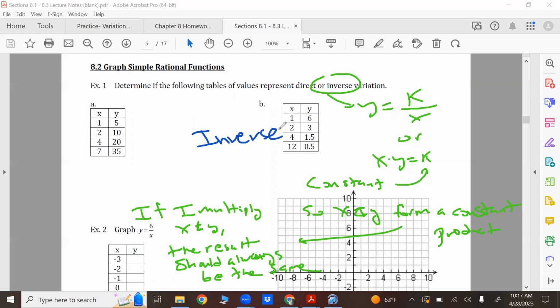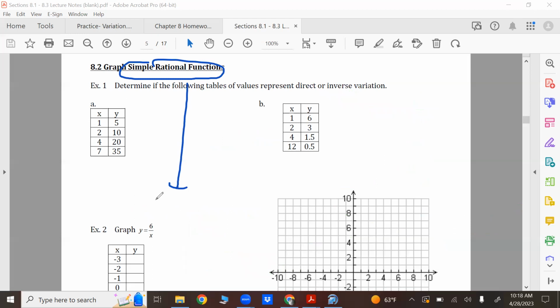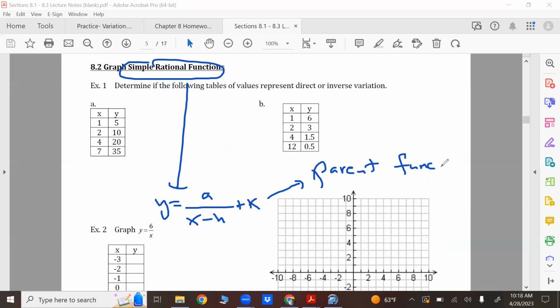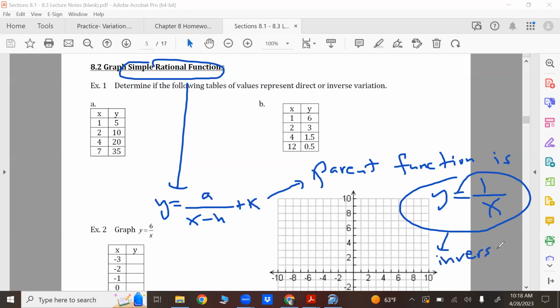Okay, what we're going to do today is graph inverse type relationships. That's what we're doing today. So a simple rational function, and can I clear? Okay, a simple rational function looks like this. Y equals a over x minus h plus k. And the parent function is y equals 1 over x, which is inverse variation.